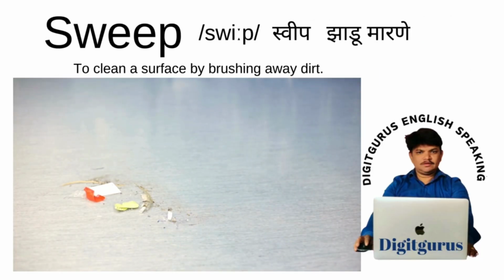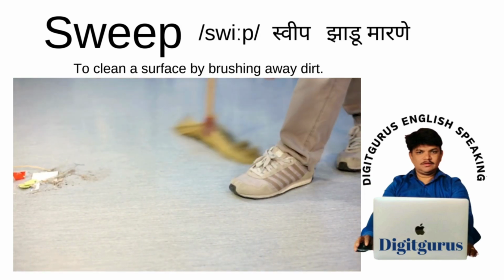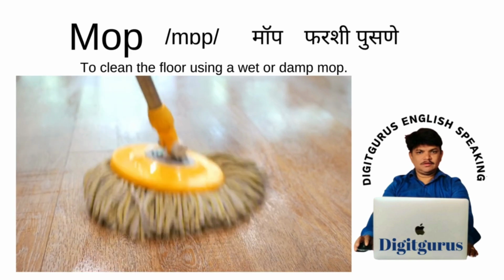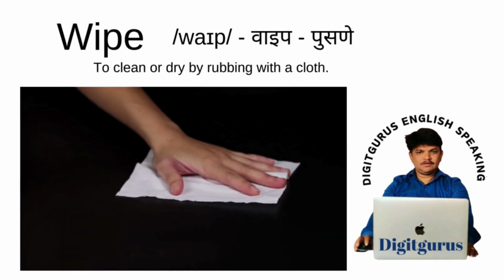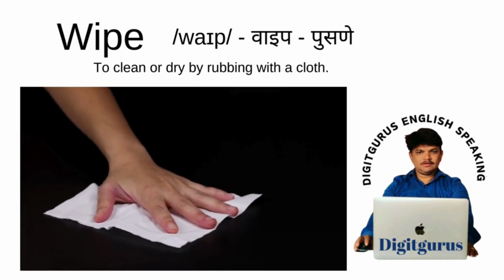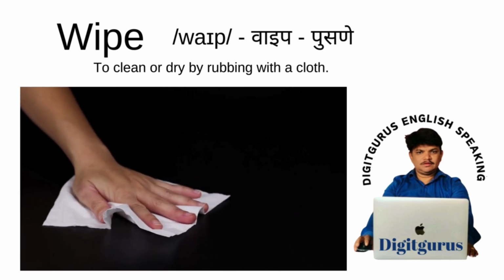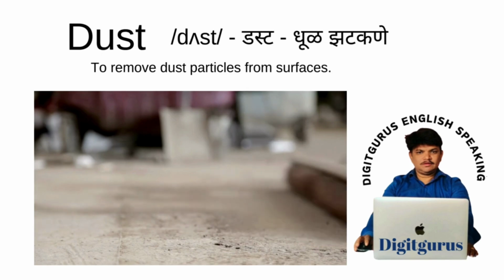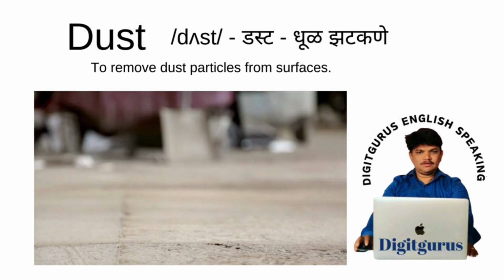Sweep, to clean a surface by brushing away dirt. Mop, to clean the floor using a wet or damp mop. Wipe, to clean or dry by rubbing with a cloth. Dust, to remove dust particles from surfaces.